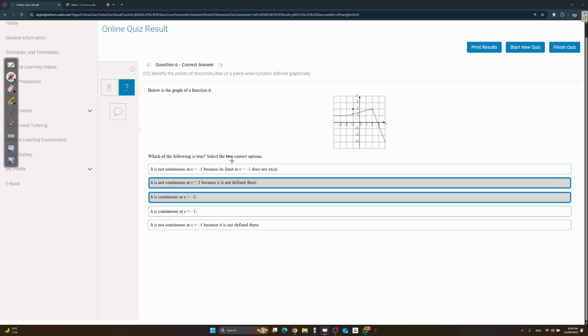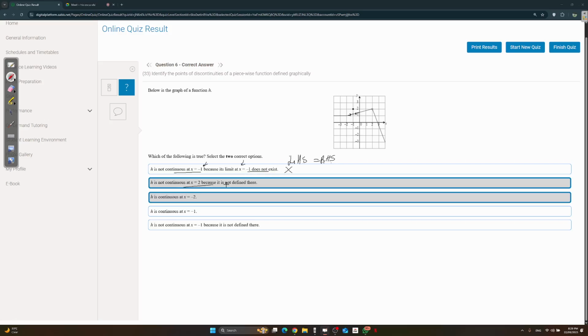Alright, this came in the periodic and many people did badly last week. Which of the following is true? H is not continuous at x equals negative 1 because its limit does not exist. At x equals negative 1, the limit exists since, look, left and right are both approaching the same value. Sure, it may be an open circle, but an open circle doesn't mean that the limit does not exist. For the limit to exist, only one condition must be satisfied: the left-hand side limit is equal to the right-hand side limit. In this case, it is satisfied. It should exist, so this is wrong.